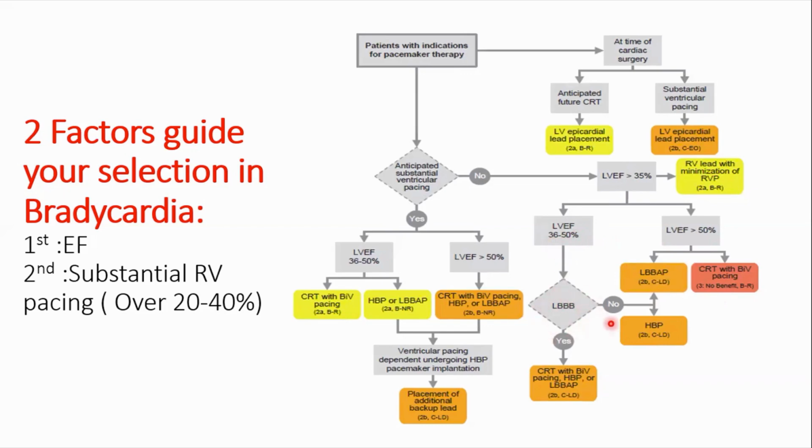If the ejection fraction is from 36 to 50%, you ask yourself, is there a left bundle branch block? If there is a left bundle branch block, CRT is a class 2B, or His bundle pacing or left bundle branch area pacing. Why is left bundle branch block important? Because it causes dyssynchrony. In the literature, there's a term called dyssynchrony-induced heart failure. They actually find that left bundle branch block itself can induce heart failure that may be reversible with synchronous pacing, either by CRT or conduction system pacing.